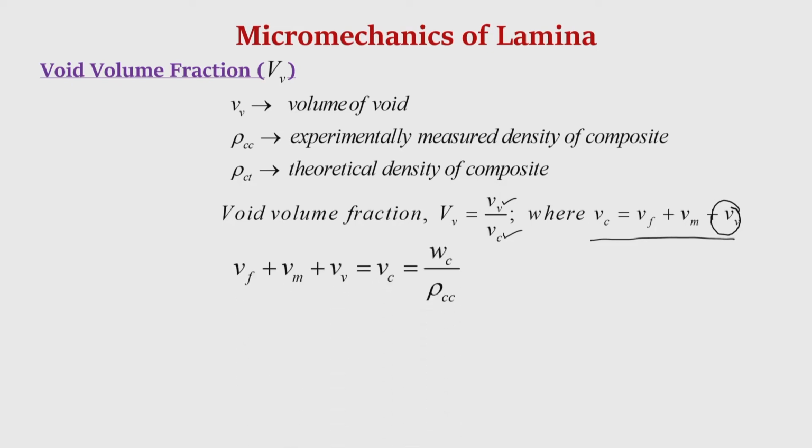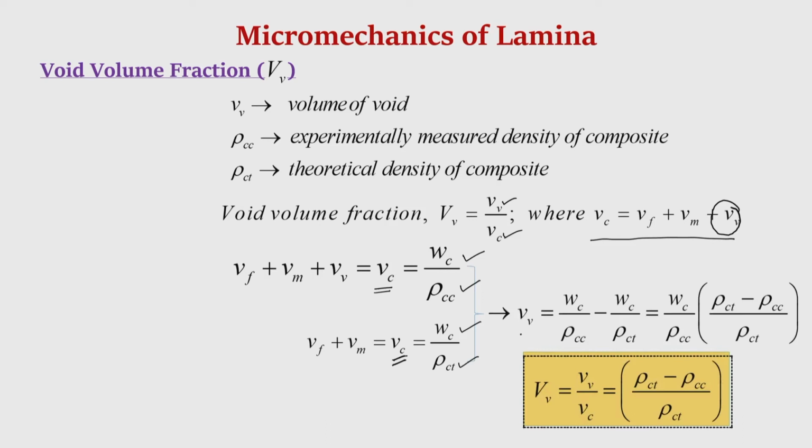Now, if we consider the volume of the void, and the experimentally measured density is, suppose, rho c e, then going by the definition of density, mass per unit volume, V c is the total volume considering the void volume, which is the mass of the composite W c divided by the density of the composite rho c e. On the other hand, the theoretical density is rho c t, where we do not consider the volume of the void, so this volume of the composite V c is equal to the mass of the composite W c divided by the theoretical density, and in this V c we did not consider the volume of the void. Therefore, from these two expressions we can write that the volume of the void V v is nothing but this minus this.